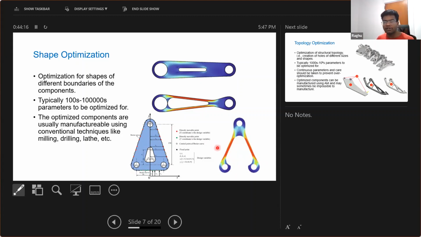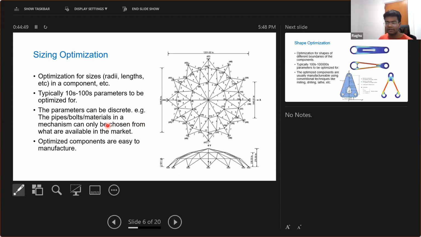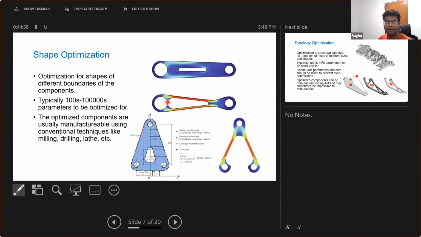So this kind of optimization has more design variables than sizing optimization, typically hundreds or 100,000s. So it takes much more time than sizing optimization in terms of computing. The computer takes more time, and there are still the conventional techniques of manufacturing that can be used to manufacture these two parts, but you can't go directly to the market and buy them. For example, in sizing optimization, if you use discrete variables, say if the optimization algorithm says use a 15 bolt, you can directly go to the market and buy it. But here you should do some machining to obtain this part or this part.